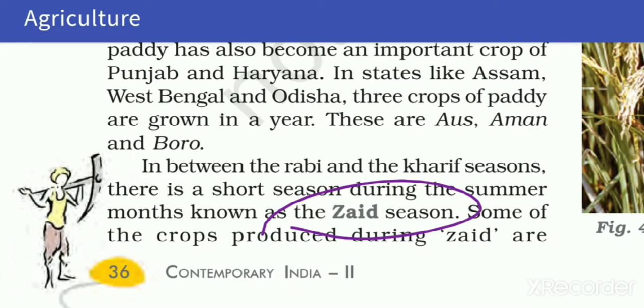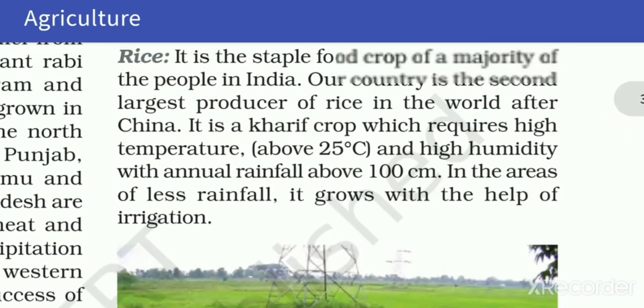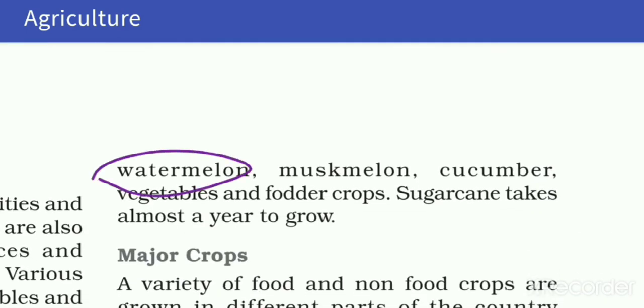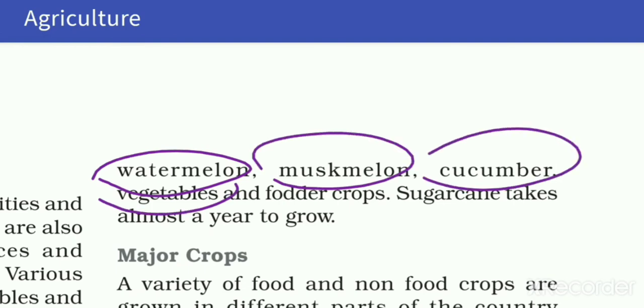Now the second point, here you can find which are the main crops. The names of crops are already given here. Let us see which crops are mainly grown during Zaid. Here it is: watermelon, muskmelon, cucumber, vegetables and fodder crops. Fodder crops, you can understand, is dried hay for cattle. So these are the important crops grown during Zaid season.